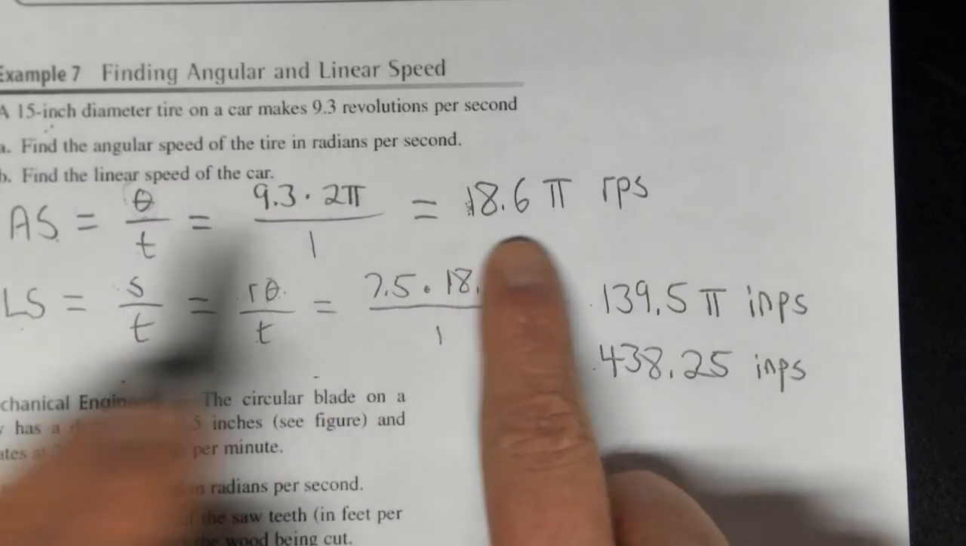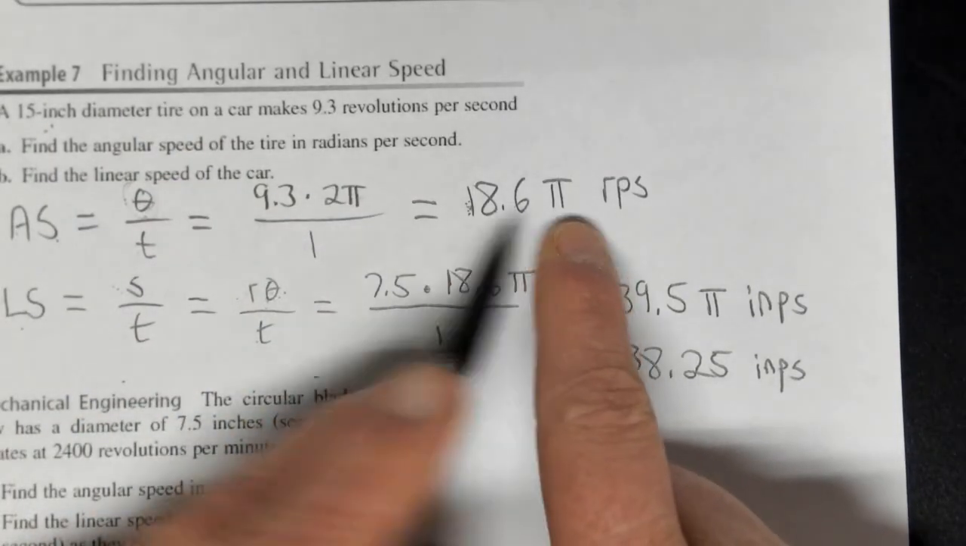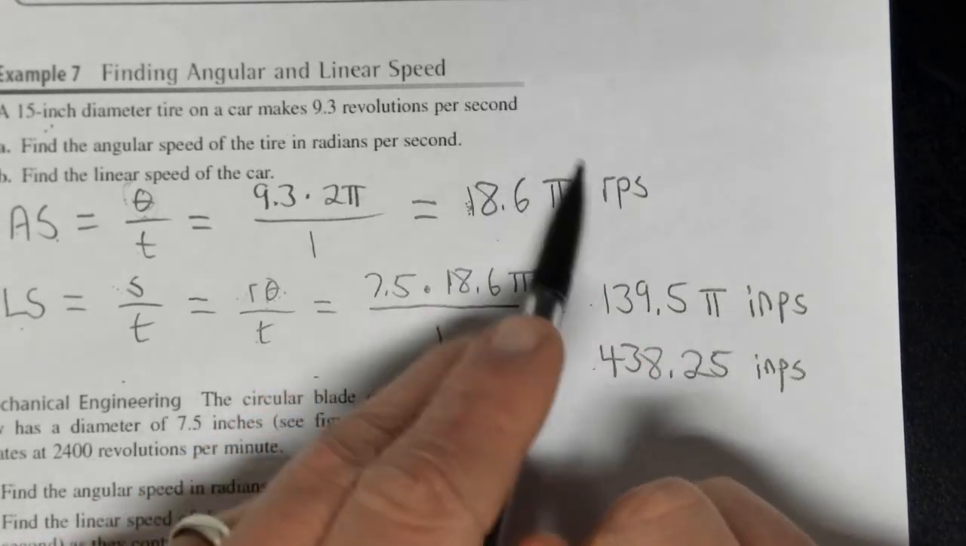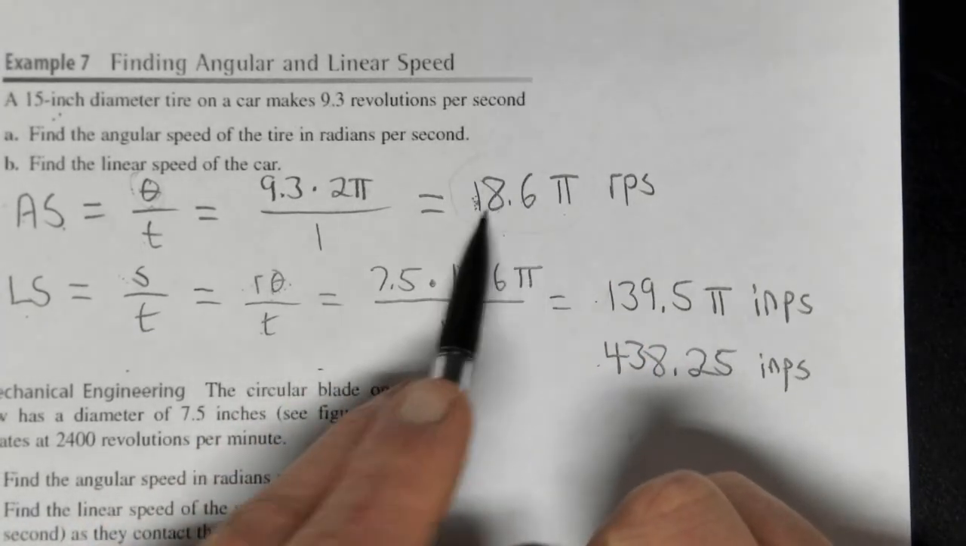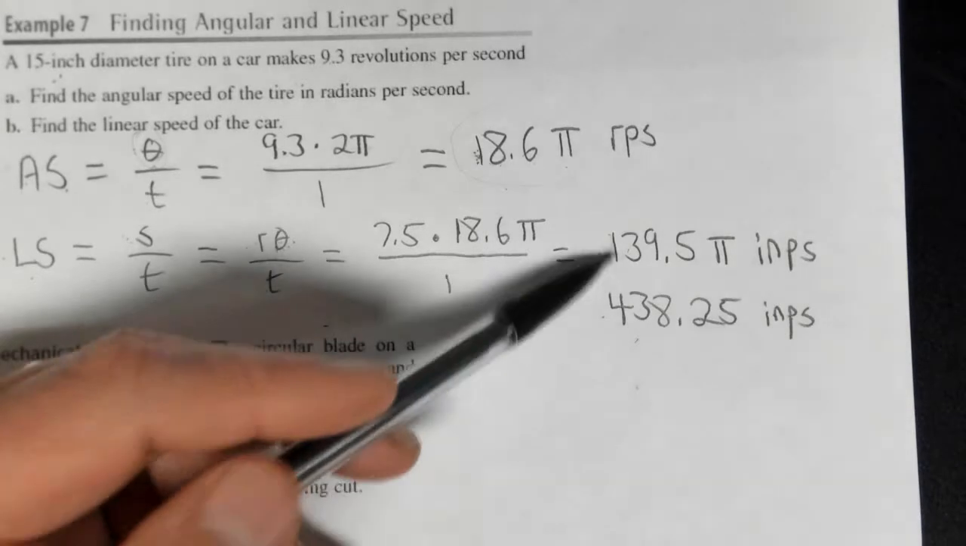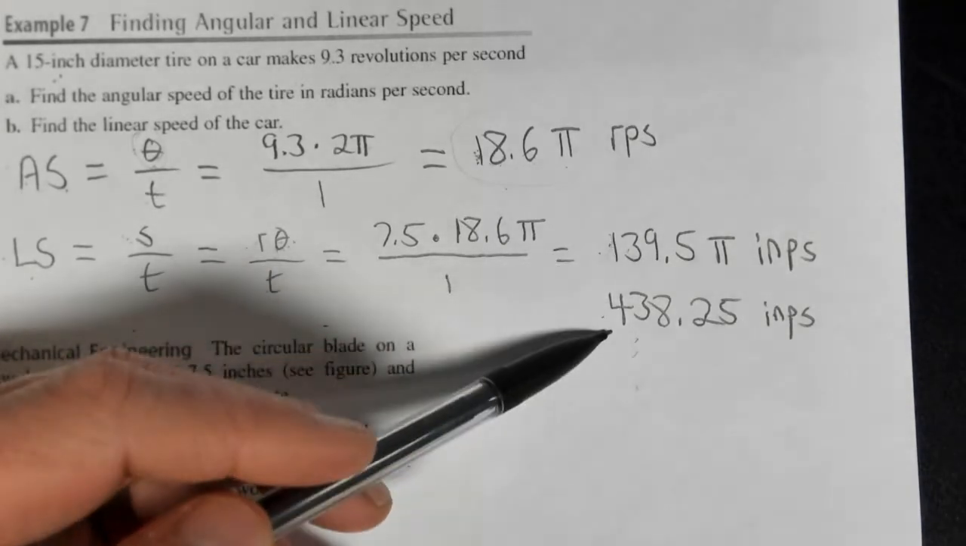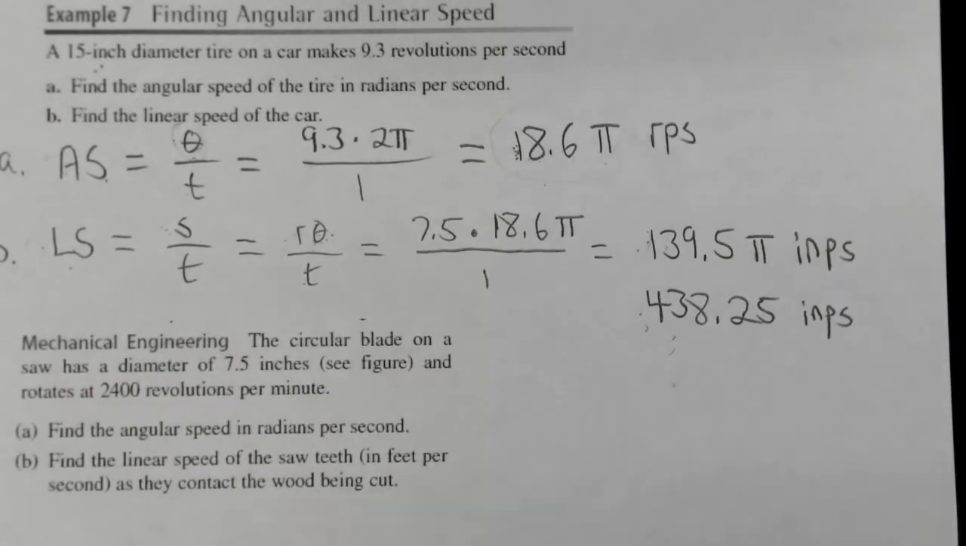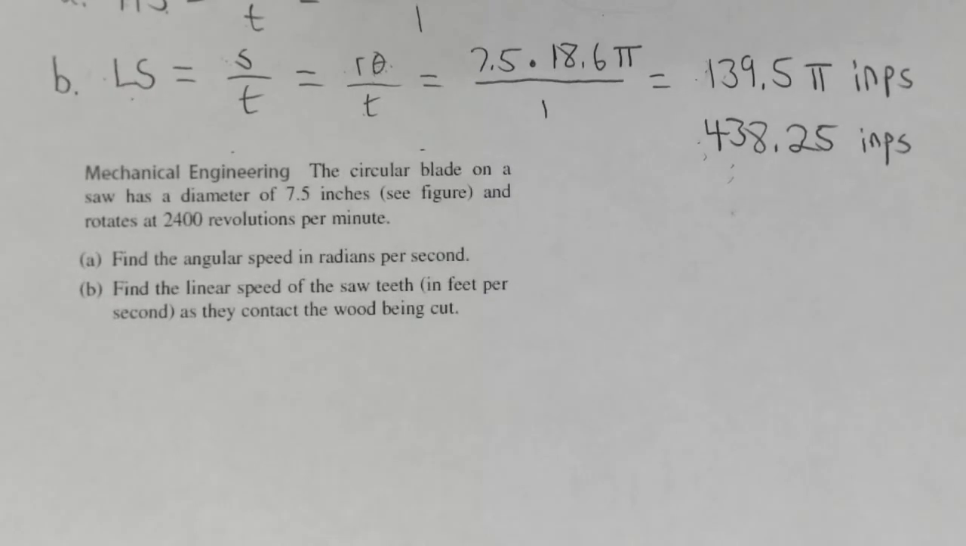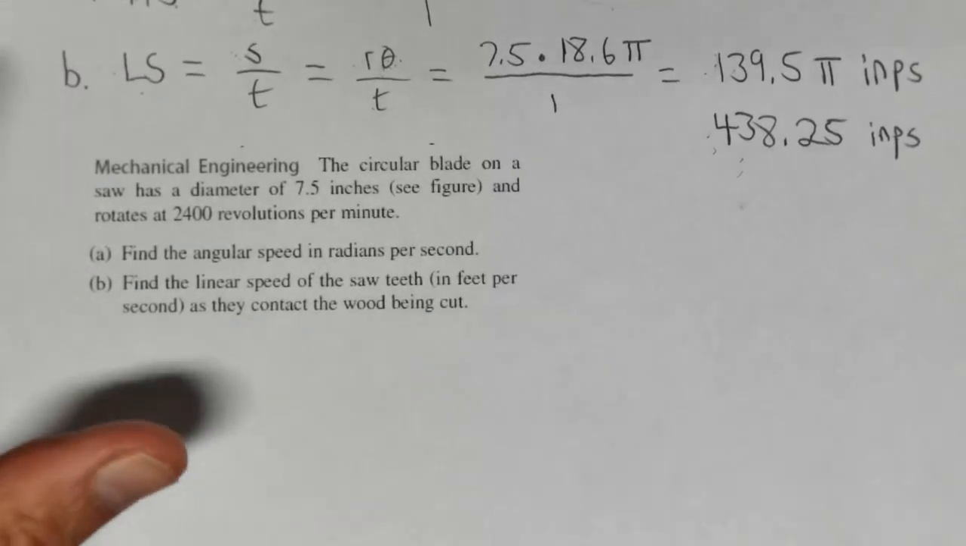Now, the angular speed is typically in pi. I guess it could be expressed either way, but it's typically expressed in pi because it's measured in radians. But this one could be either way. You could see this as a multiple choice, or you could see this. So be ready to convert between the two. All right. Now, for this next one, we have a little bit of an added twist.